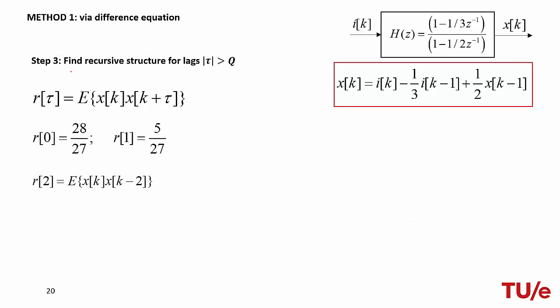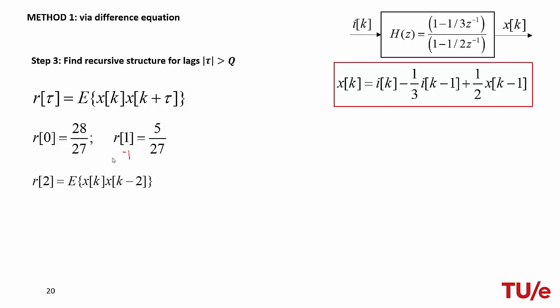Now we are at step 3. We have calculated already the autocorrelation function for lags smaller or equal to the number of zeros. And we have found that in 0 the autocorrelation is 28 over 27, and in 1 and equivalently in minus 1 is equal to 5 over 27.